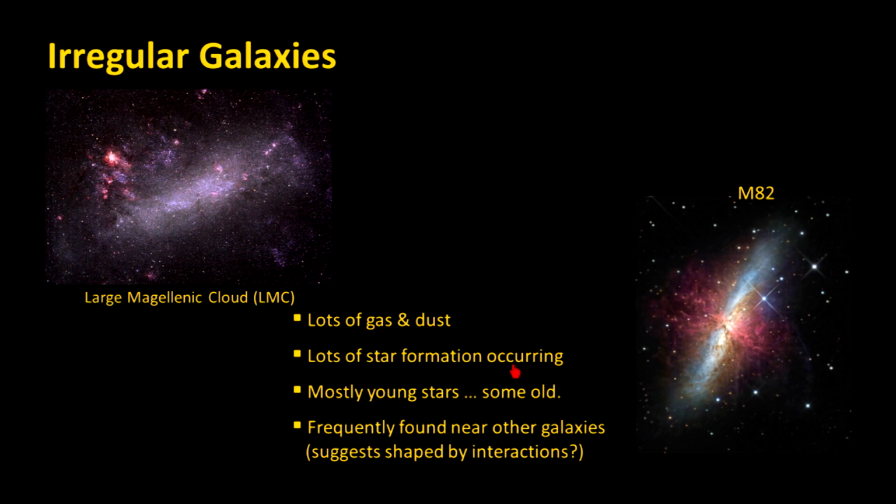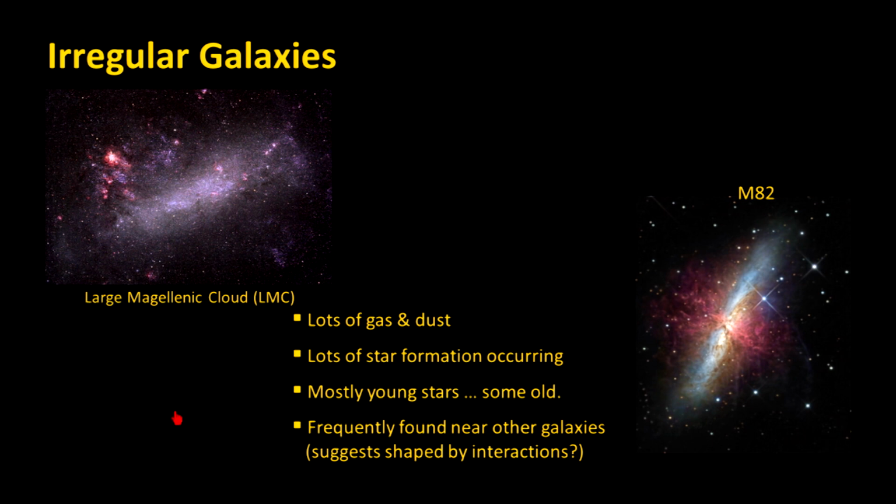Now, interestingly enough, irregular galaxies are frequently found near other galaxies, and it could be that the irregular shape is caused by interactions. One galaxy running into or through another galaxy can destroy the shape and create just sort of a chaotic irregular shape. So it could be that interactions are causing this.